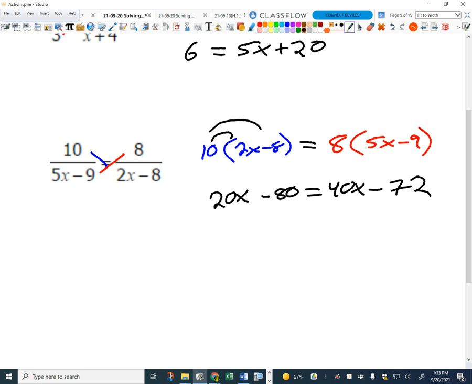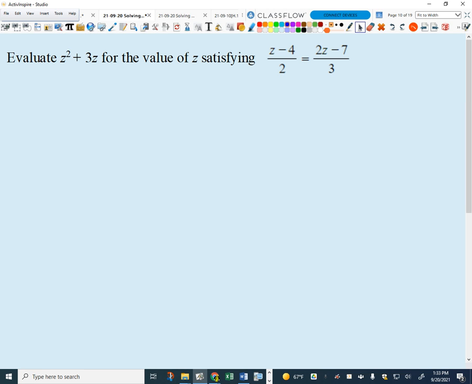Okay, give me thumbs. How are we doing on that? Okay? All right, so there's one trick. Proportions are easy to deal with. Okay, I want to look at this one also. The reason I want to do this is I want to focus on the vocabulary.